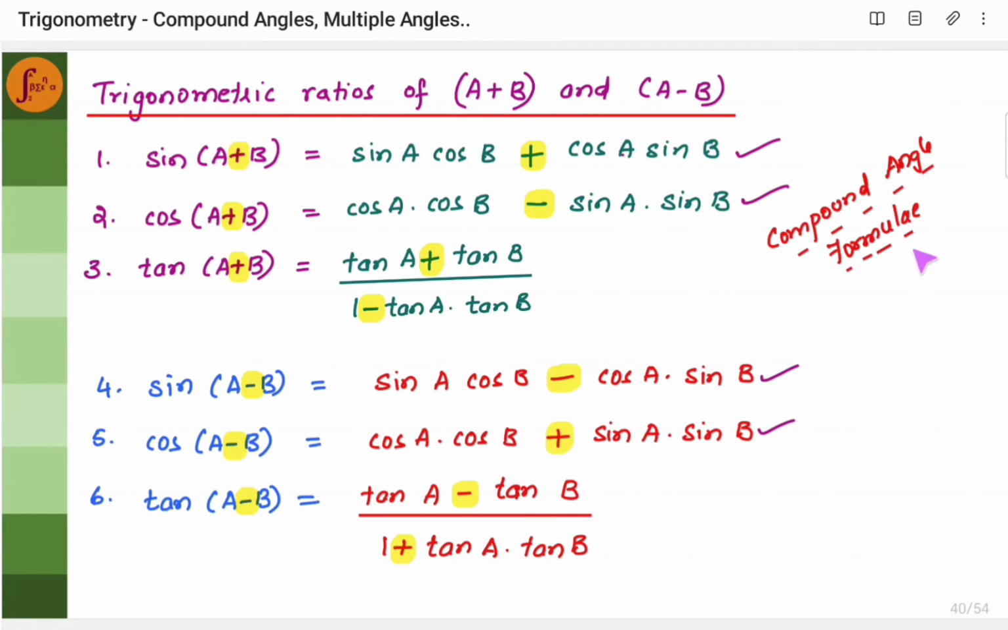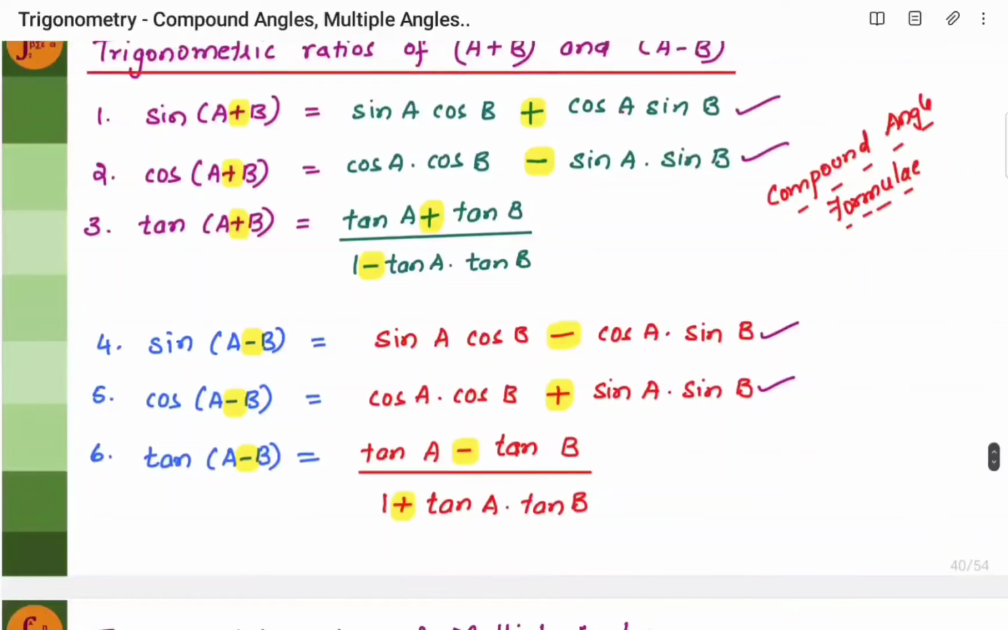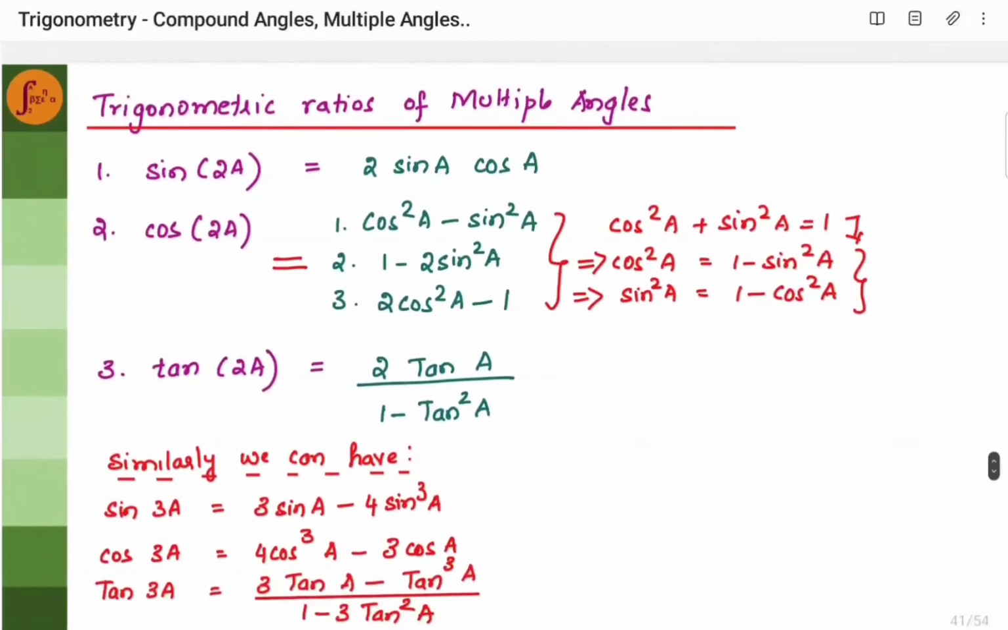These were the compound angle formulae: sin A plus B, cos A plus B, tan A plus B, sin A minus B, cos A minus B, tan A minus B. We will have to remember these formulas, and it is easy. It's not that complicated. We can always remember these formulas, especially the cos and tan formulas. Using these formulas, we'll derive multiple angle formulas, that is sin 2A, cos 2A, tan 2A, sin 3A, cos 3A, tan 3A. We can derive all of this. There is no need to memorize, but if you can memorize these formulas, we can obtain the others from them.